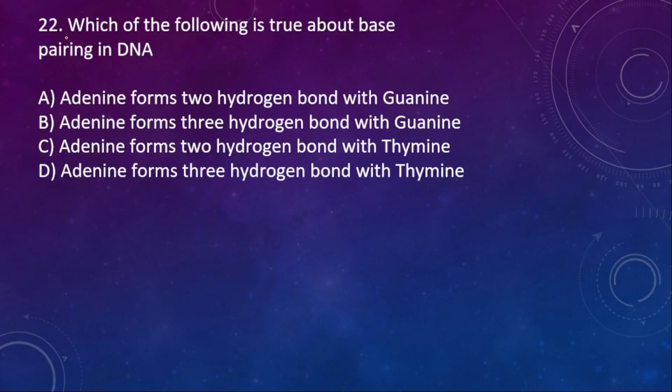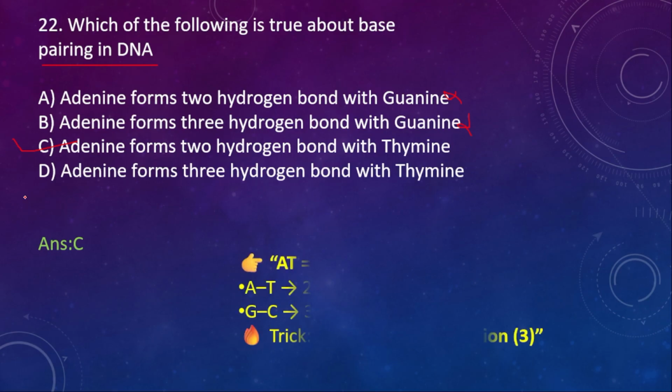Next one, 22. Which of the following is true about base pairing in DNA? A. Adenine forms 2 hydrogen bonds with guanine. B. Adenine forms 3 hydrogen bonds with guanine. No. C. Adenine forms 2 hydrogen bonds with thymine. Yes, this one is correct. Just now I said that, isn't it? So the right option is option C. A always pairs with T with 2 hydrogen bonds.